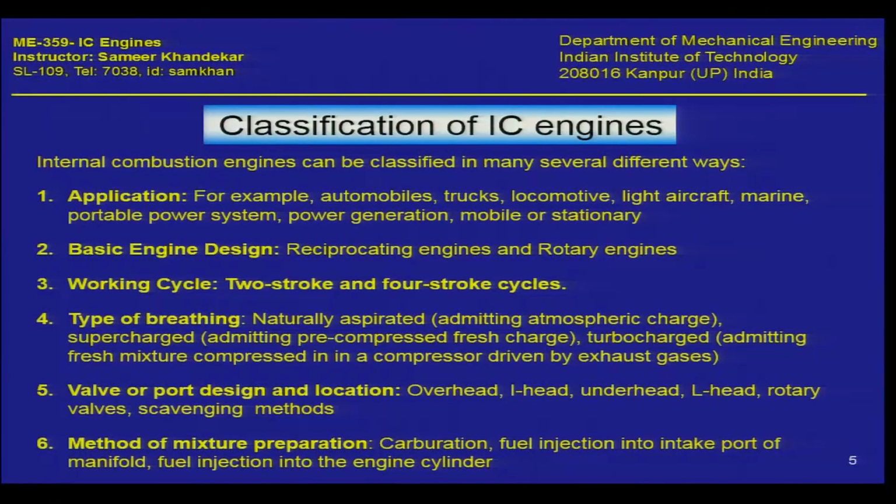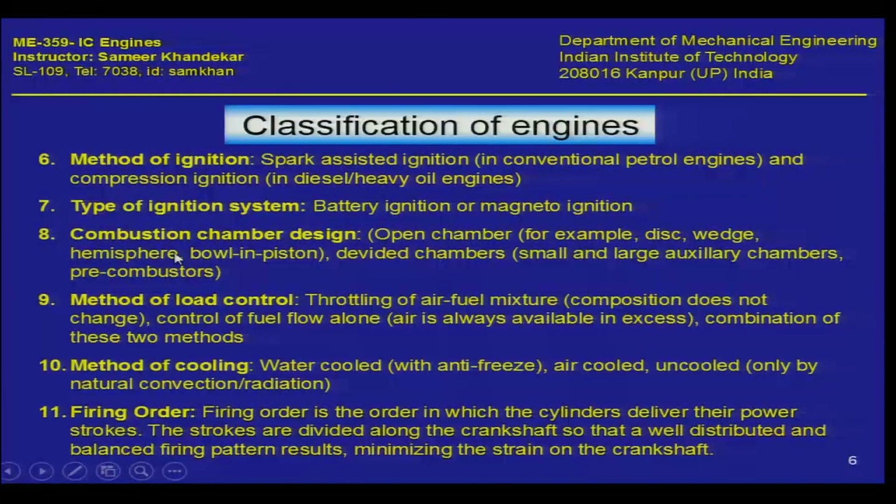In a petrol engine, it is typically done by carburation. In modern engines, there is also fuel injection of petrol, and of course diesel engines typically always have fuel injectors inside the engine. Then there are several other classifications, for example method of ignition: spark assisted ignition, for example in a petrol engine, or compression ignition in a diesel engine, which we have already seen. The type of ignition system, for example in a petrol engine, you can have a battery to ignite, or you can make use of a magneto.